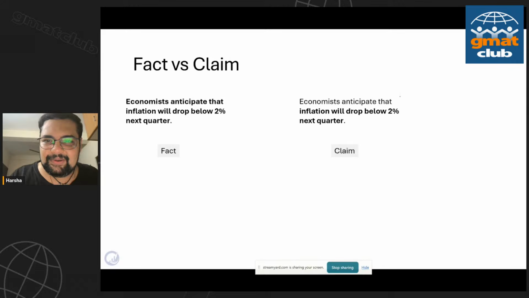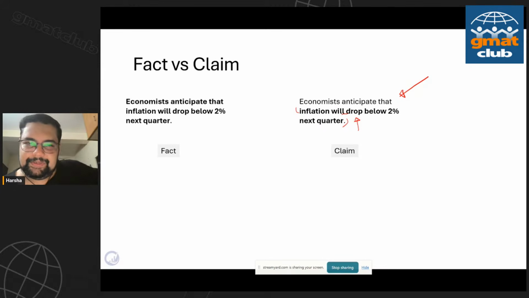So let's look at the second piece first. Economists anticipate that inflation will drop below 2% next quarter. Great. Now, economists are anticipating this thing. Will inflation really drop below 2%? It's a prediction into the future. There's no way I know this for a fact. You could not call this a fact. Therefore, this is a claim. This is an opinion that the economists have. This is a claim that they're making. They anticipate this. If this was what was bolded, you would have said it's a claim.